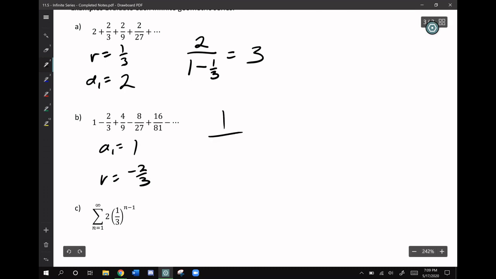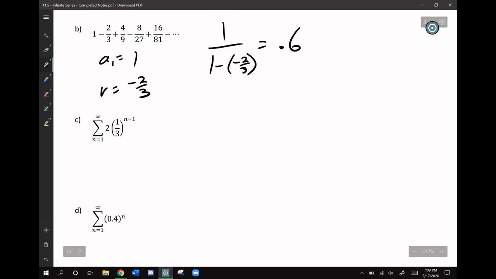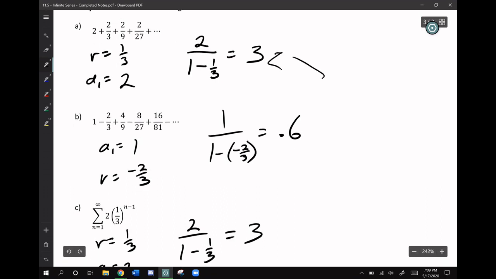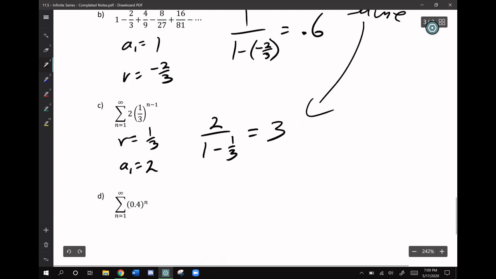All right, plug it into the formula. You have to be a little bit careful here because it's 1 minus negative 2/3, and this is clearly 0.6. Again, I used a calculator. It's not very exciting. All right, this next one here, r is equal to 1/3. A sub 1 is equal to 2, so I got 2 divided by 1 minus 1/3. That we know is 3. You may ask me how I got 3, and the reason is because it's the same as this problem up here. They're the same, so I didn't have to use my calculator for that one.